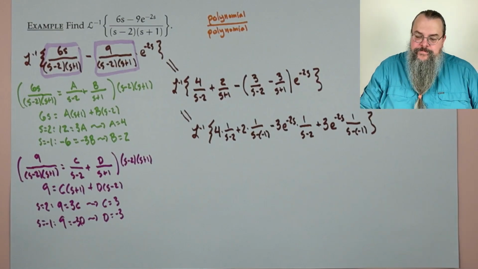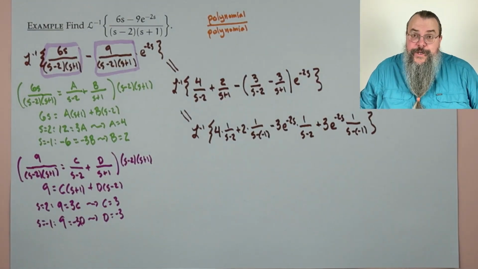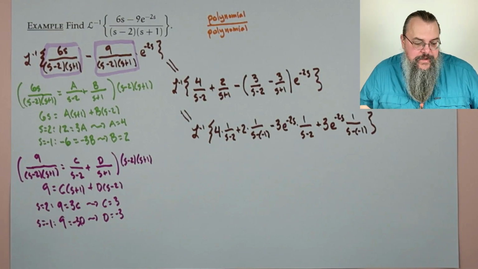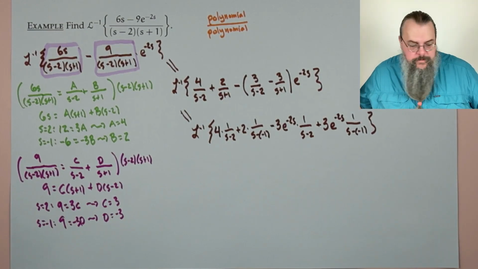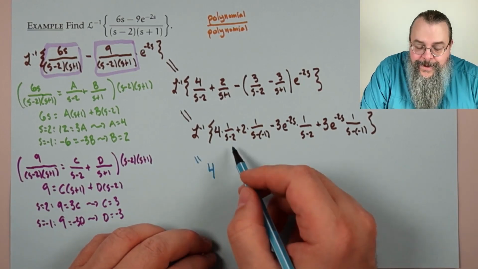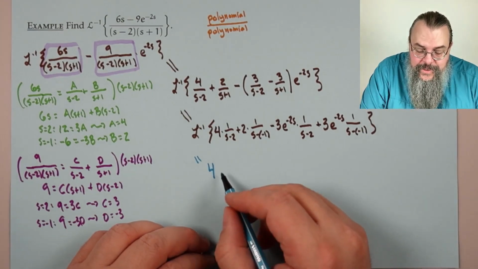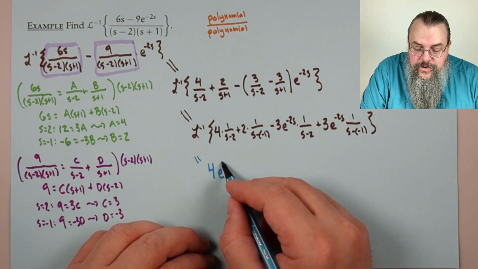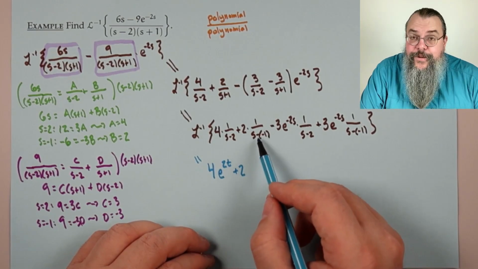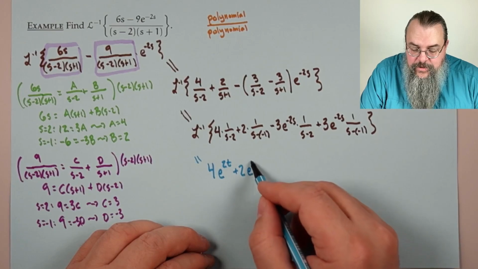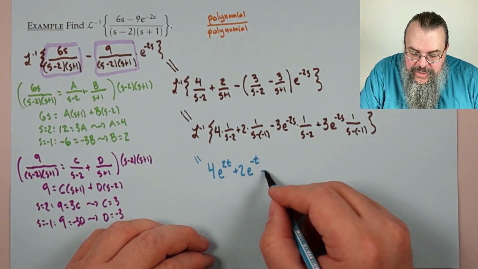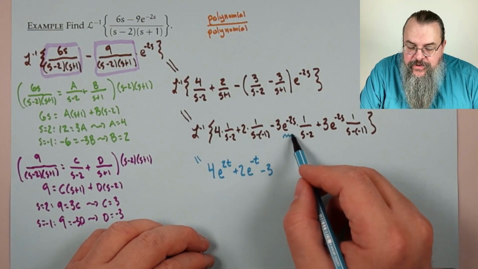Here we go. So, term by term. That's how we do problems, right? Piece by piece. And what are we going to get? We're going to get the following. 4, 1 over s minus 2 is e to the 2t. Plus 2, 1 over s minus minus 1, e to the minus t. All right. Then minus 3 e to the minus 2s.